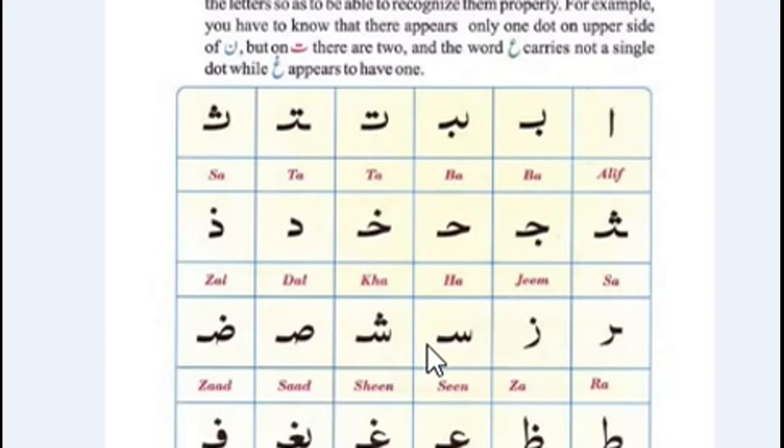Seen. When seen connects with the next letter, it is in this shape. Sheen. When sheen connects with the next letter, it is in this shape. Sod. When sod connects with the next letter, it is in this shape. Dod. When dod connects with the next letter, it is in this shape.